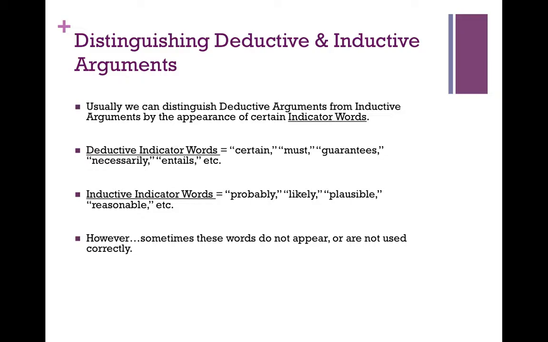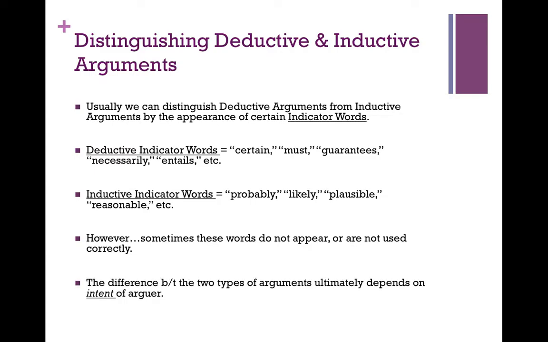But there's a bigger problem still, which is that these words are sometimes used incorrectly. And the way that most of the time they're used incorrectly is that you'll see people use deductive indicator words when in reality they're only trying to make an inductive argument. And the reason people do this is typically because they're trying to make the conclusion seem stronger than it actually is. They're trying to sell you on the conclusion, and so they use really strong language to seem confident.